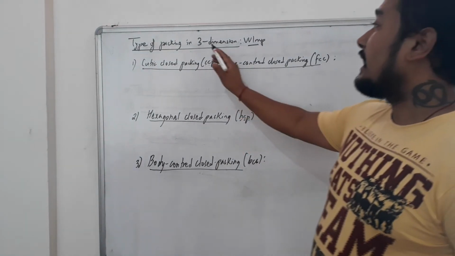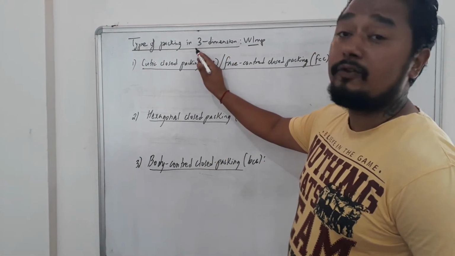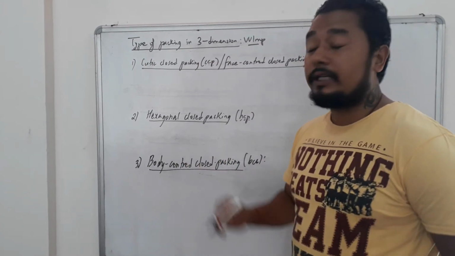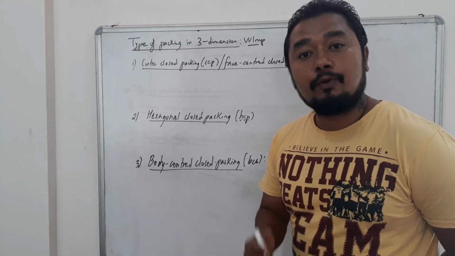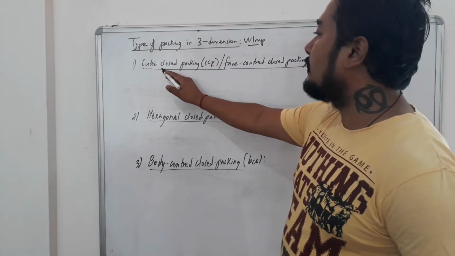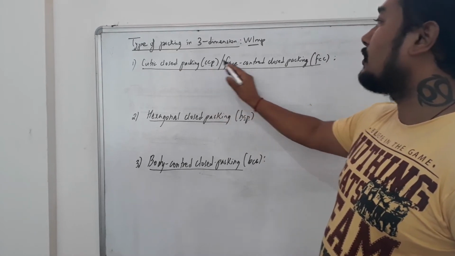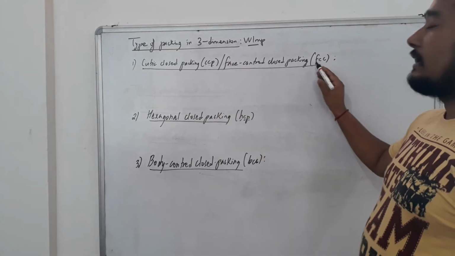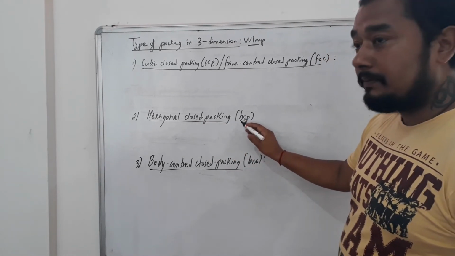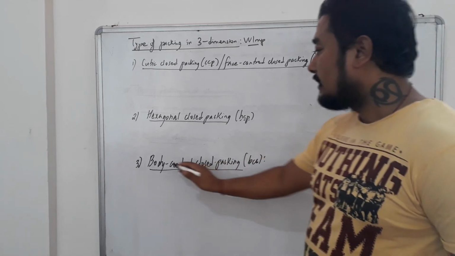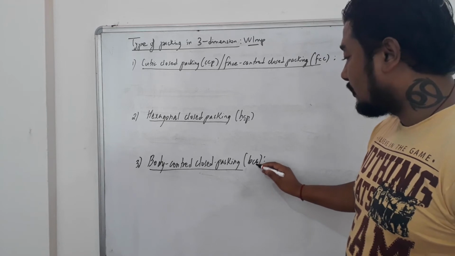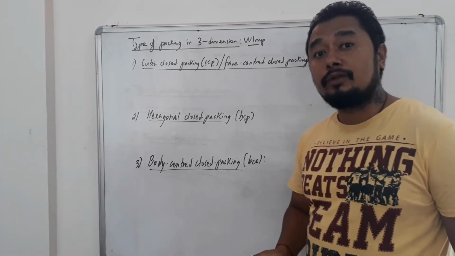So students, there are 3 types of packing according to packing in 3-dimension. In 2-dimension also there are 3 types of packing, and in 3-dimension also there are 3 types. But 3-dimensional packing is more important than 2-dimensional packing in your syllabus. So the 3-dimensional packings are 3 types: cubic closed packing, abbreviated as CCP, also known as face-centered closed packing, abbreviated as small fcc; hexagonal closed packing, abbreviated as HCP; and body-centered closed packing, abbreviated as bcc, small letter. Capital BCC means body-centered cubic unit cell.